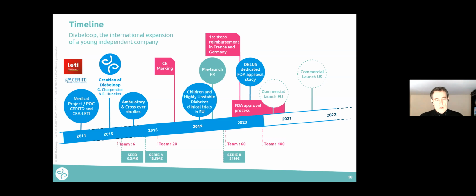So where are we coming from? As I said, Diabeloop, founded in 2015. Right now we're getting ready for the commercial launch in Europe, then US after that. We're now at 100 people. We've raised 45 million euros or something like that. We've done a clinical trial on kids, highly unstable diabetes.